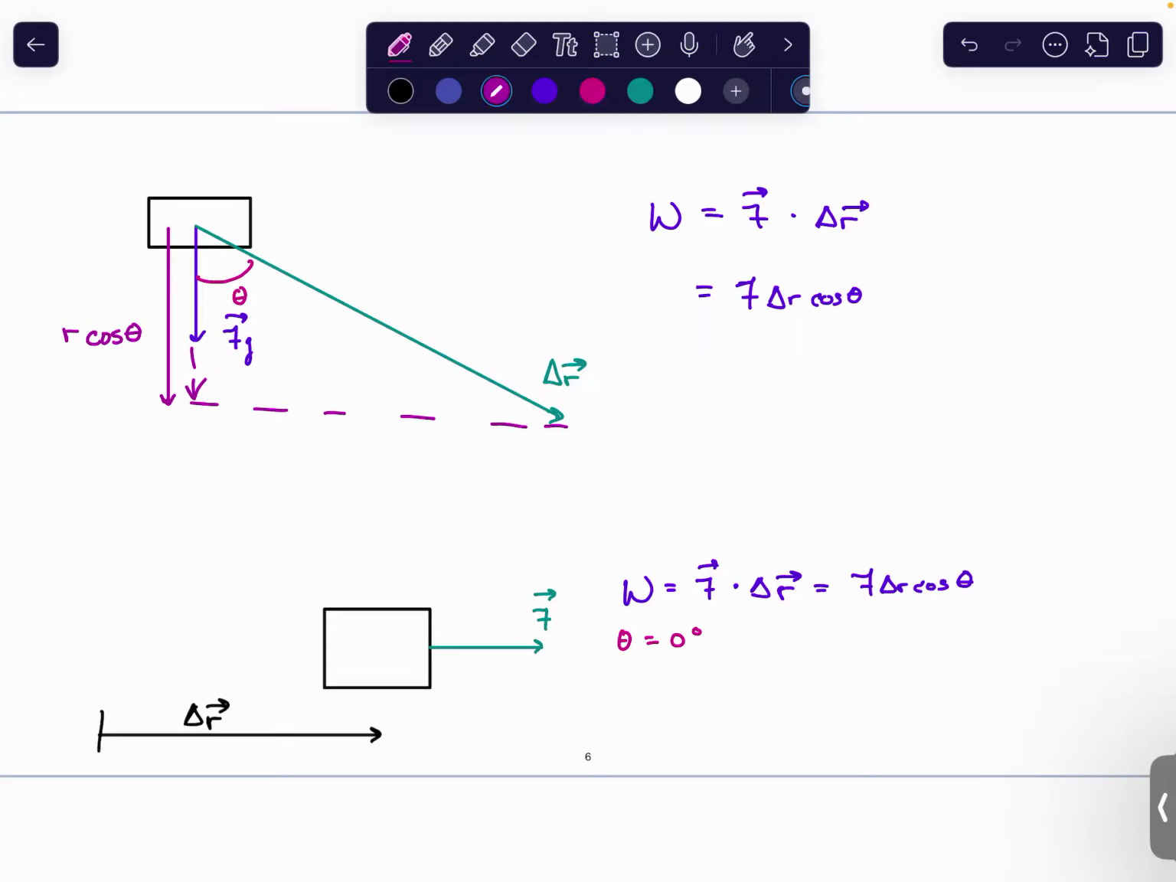So just as an example, what if you were trying to slow it down? I had a force applied that way. What would the angle between F and delta R be? 180. So you just kind of look at which way the force is pointed. You can get an idea if it's going to be positive or negative. But with this here, you're going to get a maximum work done.